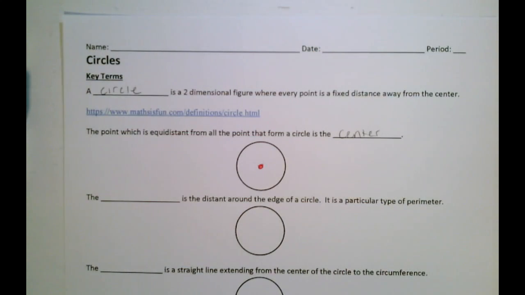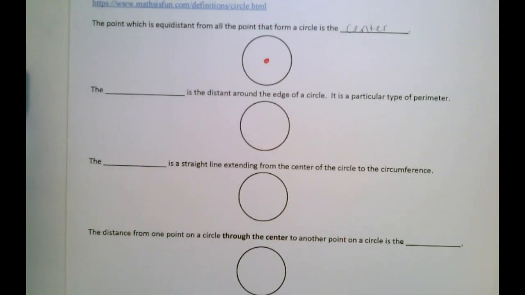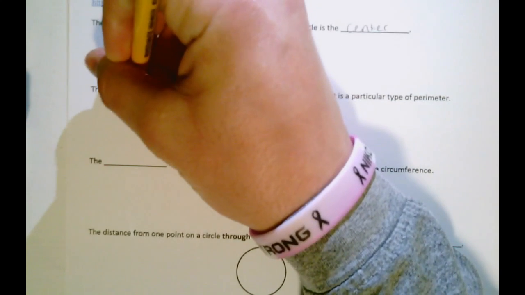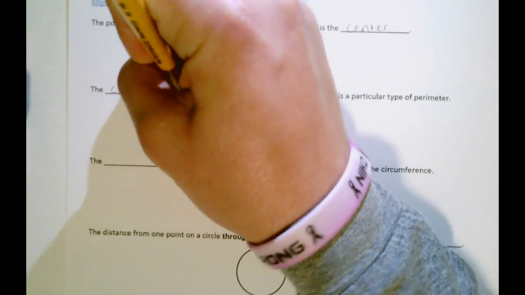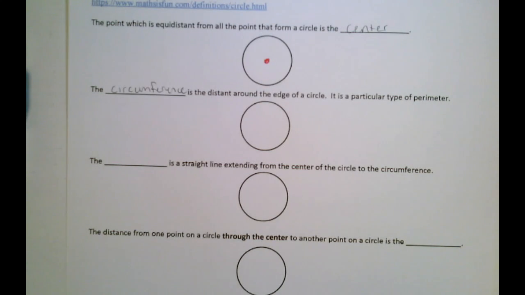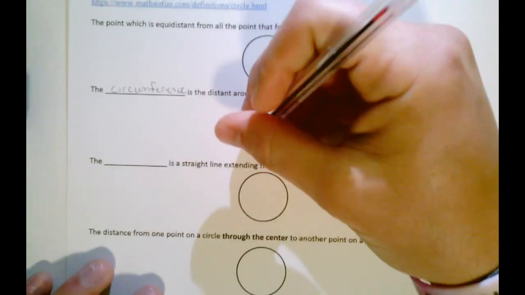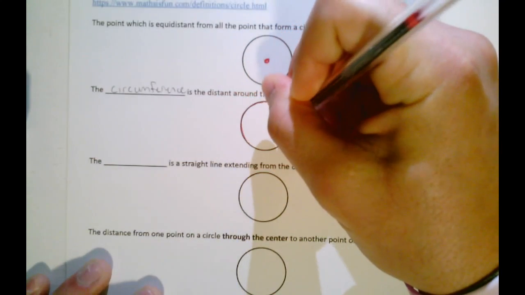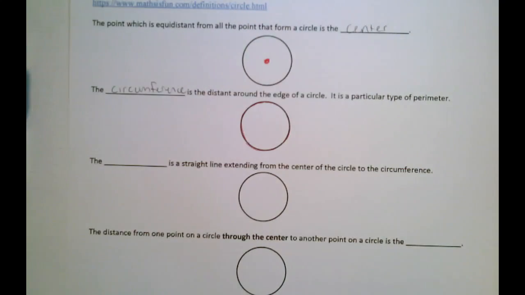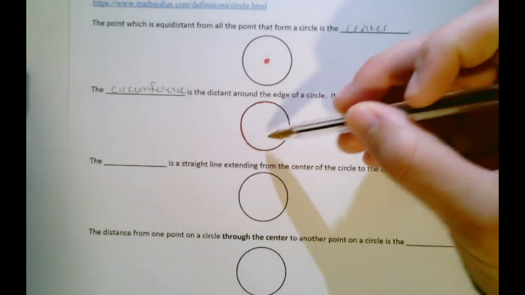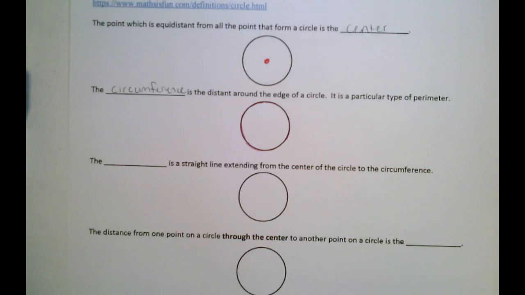All right, and you're going to notice with these next couple definitions that these are concepts you probably learned in middle school, but they're going to pop up in a more geometry sense. So the blank is the distance around the edge of the circle. It is a particular type of perimeter specifically for circles, and that is going to be the circumference. Right, so the circumference is the distance around the edge of the circle. I'm just going to do this in red here if you could see it. It's the distance around the circle, or the particular type of perimeter for a circle.